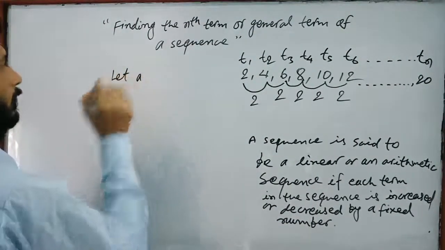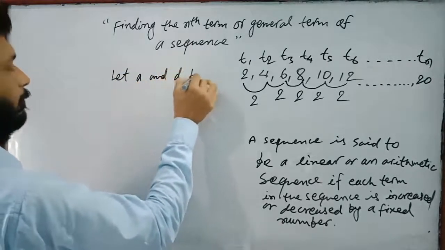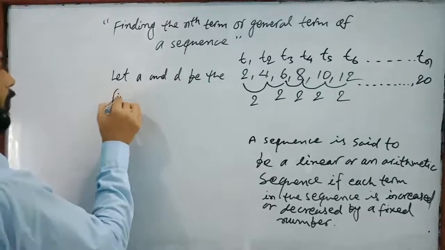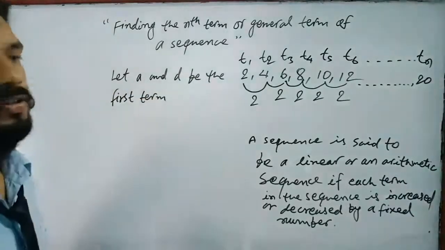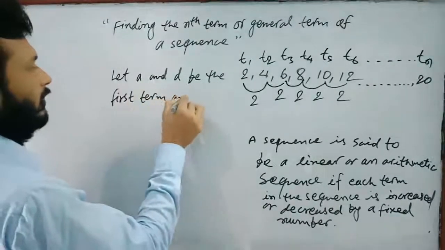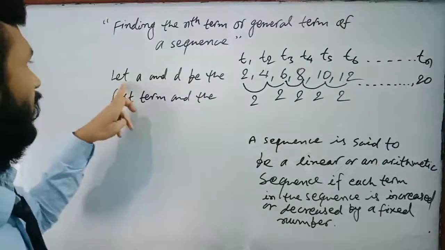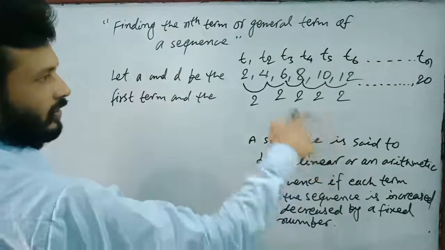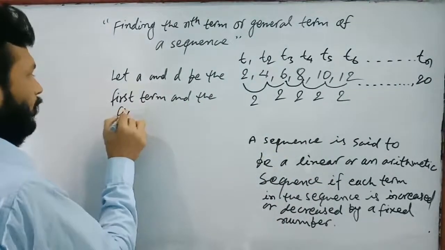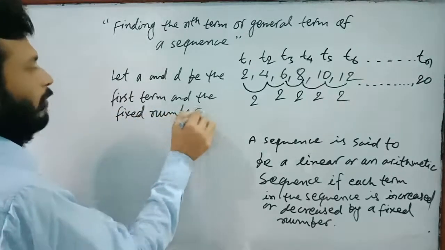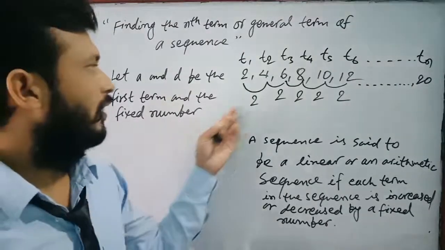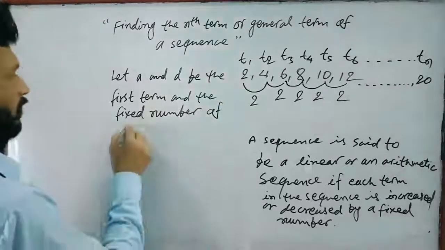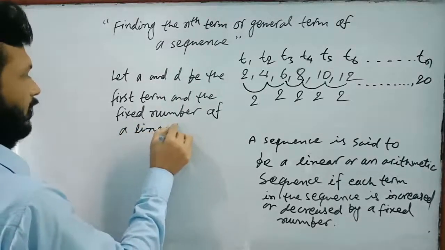Let A and D be the first term and the fixed number of a linear sequence. Understood?